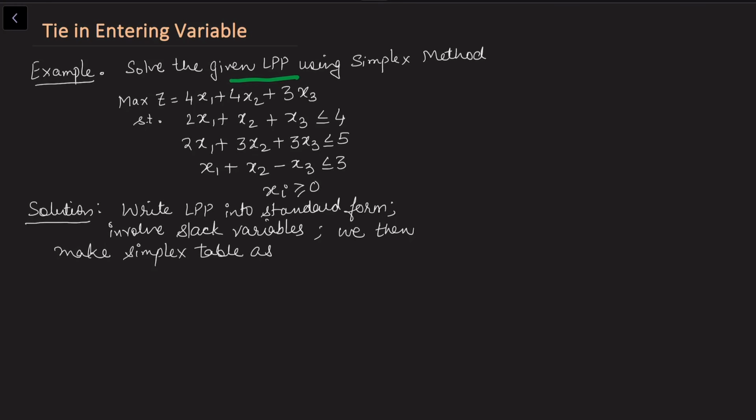Here we want to solve this linear programming problem using the simplex method, and we can see that this problem is a maximization problem where we have three decision variables x1, x2, x3, and all the three constraints are less than or equal to. So to solve this problem with the simplex method, I first need to write this into the standard form and then involve the slack variables in these three constraints, and then I'm going to make the first simplex table.